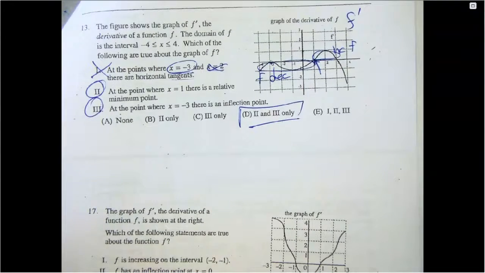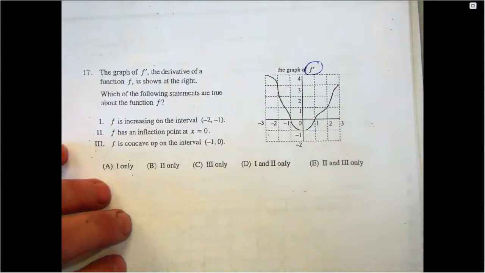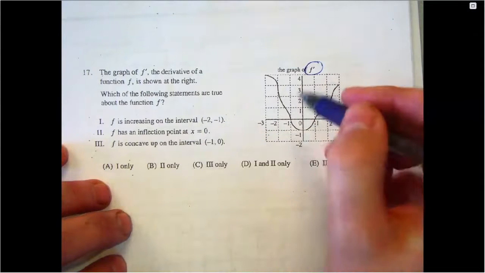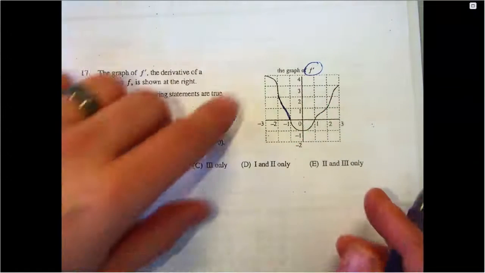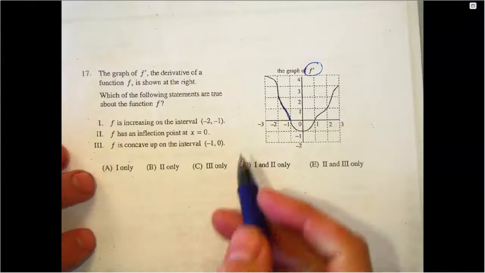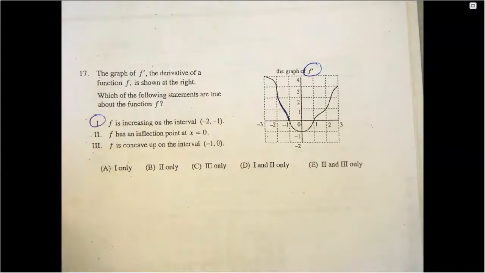Questions on before I slide up? All right, 17. Again, we've got a graph of f prime. F is increasing on the interval -2 and -1. They want you to look at this and think that because this graph is getting smaller, f is not increasing. Hopefully, we know that this graph is the derivative, and this graph is above the axis between -2 and -1. So the original graph is increasing during that spot.